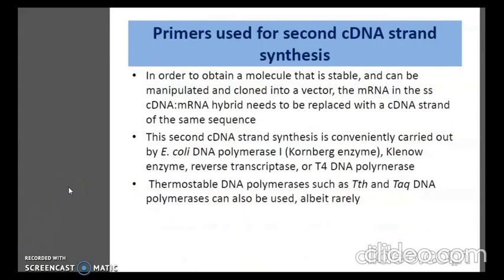The primers used for second cDNA strand synthesis. In order to obtain a molecule that is stable and can be manipulated and cloned into a vector, the mRNA in the single-stranded cDNA-mRNA hybrid needs to be replaced with a cDNA strand of the same sequence. This second cDNA strand synthesis is conveniently carried out by E. coli DNA polymerase I or Klenow enzyme or reverse transcriptase or T4 DNA polymerase. Thermostable DNA polymerases such as Tth and Taq DNA polymerases can also be used.